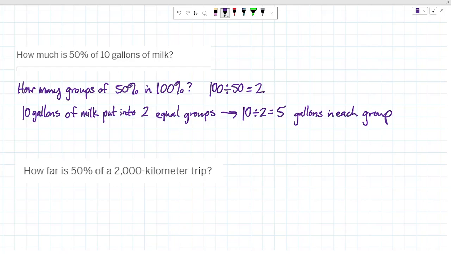So this is actually a kind of long way of saying that 50% of something is really just half of something. Because if we have two groups of 50% in 100%, that's the same as saying that 50% is half of 100%. So anytime you're finding 50% of something, you can just take half. So we're actually going to use that perspective to think about these other problems. So 50% of 10 gallons of milk, that would be 5 gallons of milk.